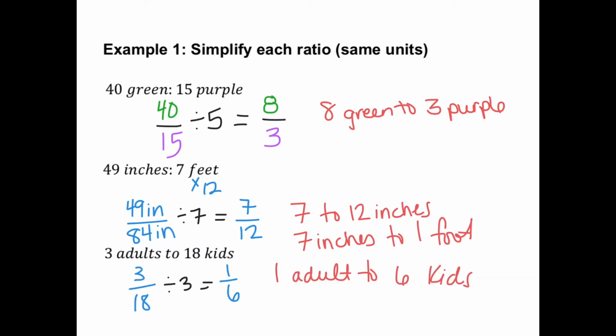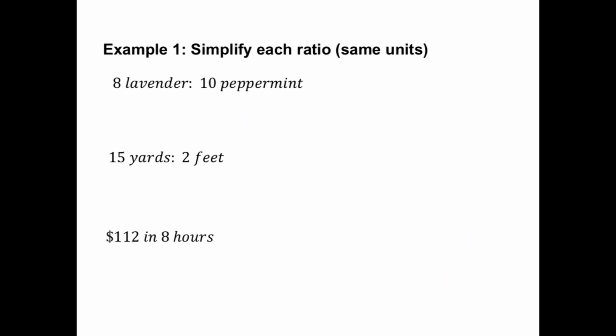Impacted each of us in each of our classrooms in very different ways. Okay, I want you to go ahead and try these on your own. First one says 8 lavender to 10 peppermint. I was thinking essential oils when I came up with this one. 8 drops of lavender oil to 10 drops of peppermint oil, simplifying that ratio.